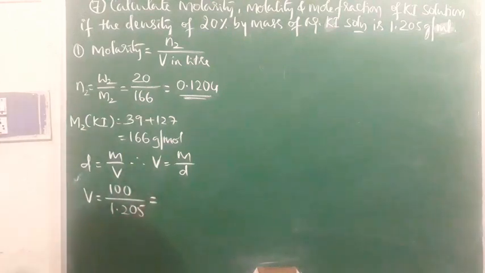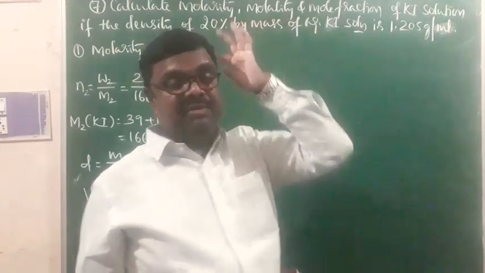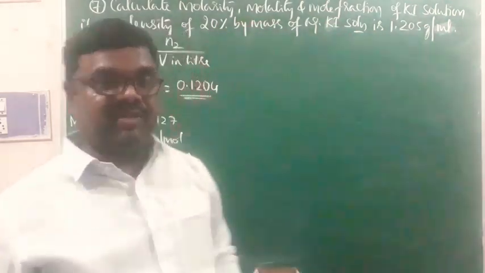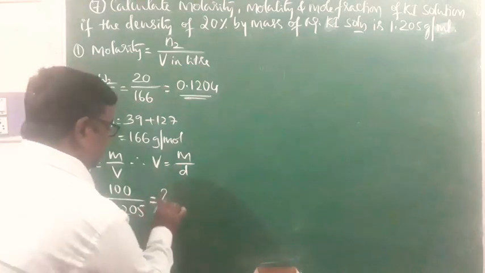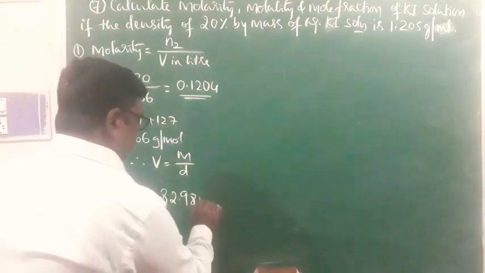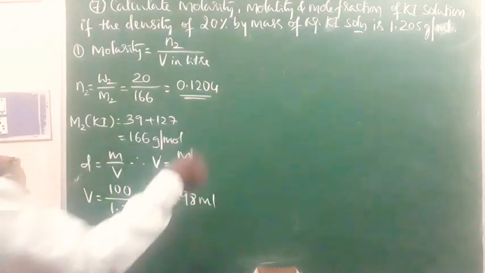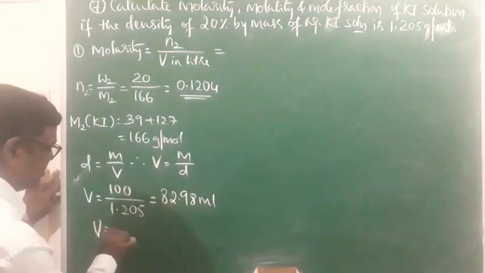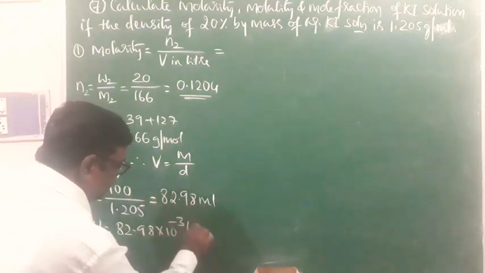The density is 1.205 grams per ml. Why is the mass of KI solution 100? Because the percentage is given. A 20% KI solution means 20 grams KI and 80 grams water. Total mass is 100. Therefore 100 divided by 1.205 comes out to be 82.98 ml. But I want volume in liters, so volume is equal to 82.98 into 10 to the power of minus 3 liters.